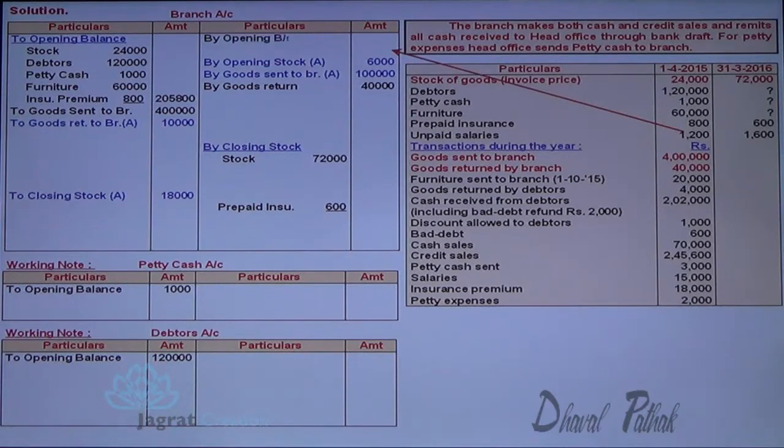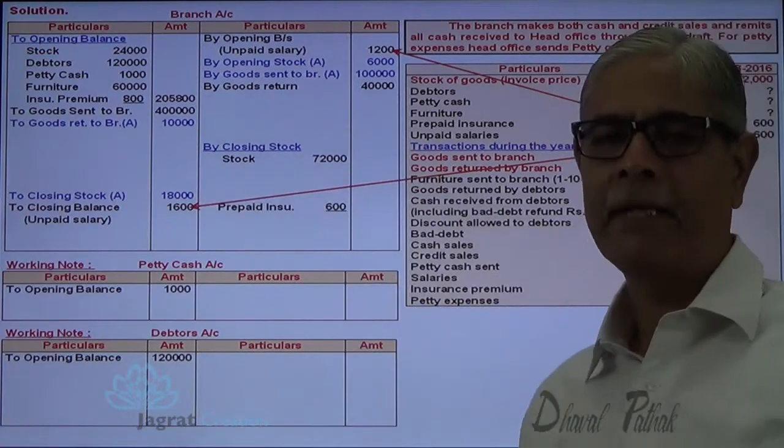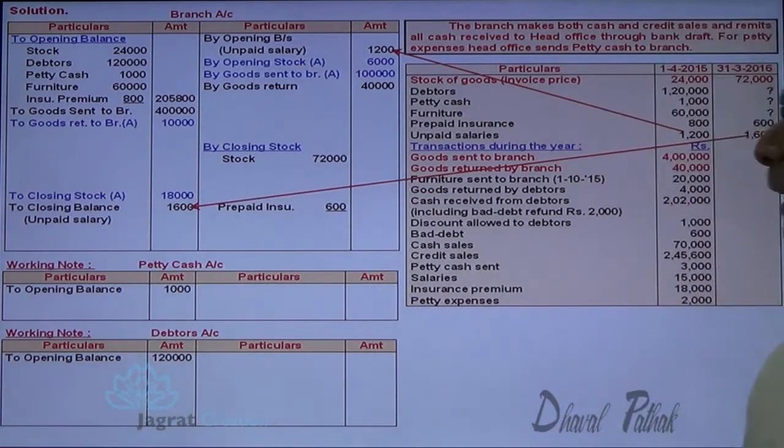Unpaid salary is a liability given to the branch. So unpaid salary account debit to branch account credit, and at the end of the year salary unpaid. The entry is branch account debit to liability account credit, being liability absorbed in the books of head office. Goods sent to branch and goods returned by the branch is already done by preparing first working note.